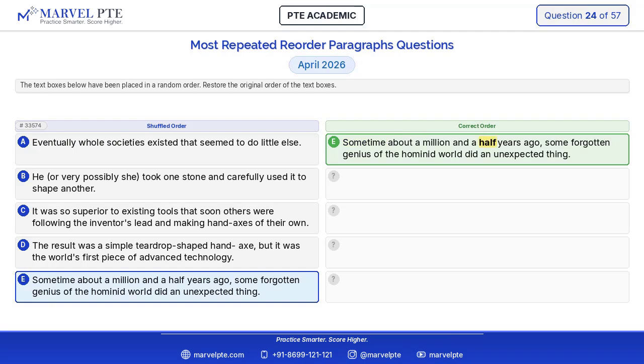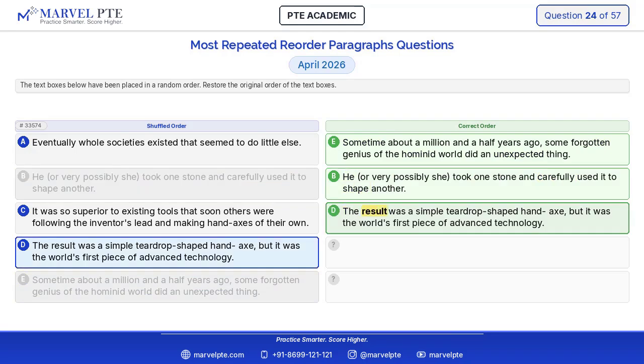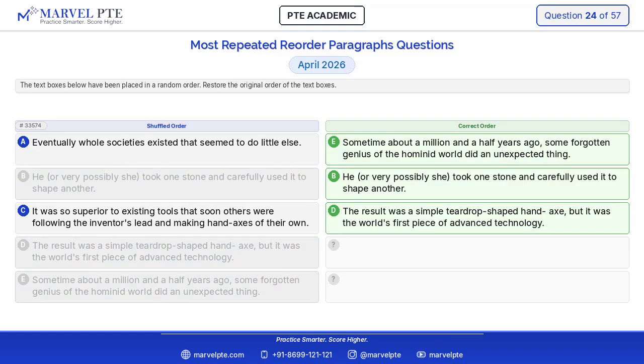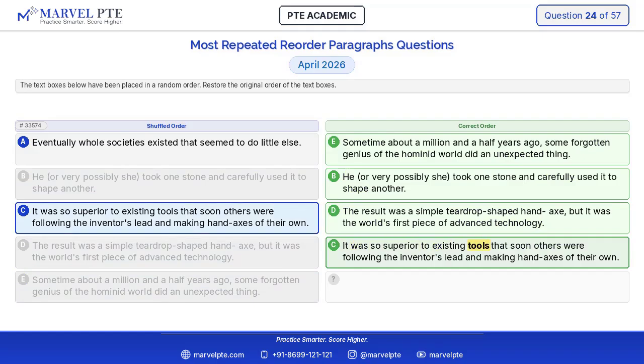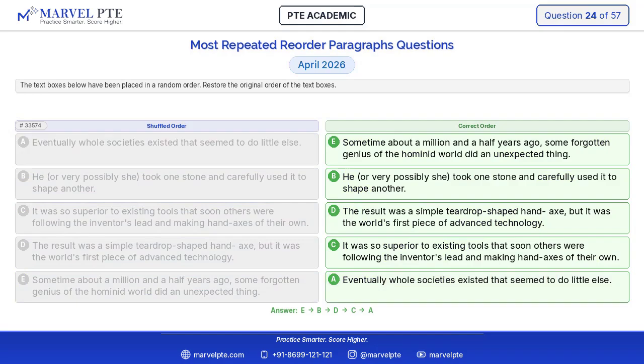Sometime about 1.5 million years ago, some forgotten genius of the hominid world did an unexpected thing. He, or very possibly she, took one stone and carefully used it to shape another. The result was a simple teardrop-shaped hand axe, but it was the world's first piece of advanced technology. It was so superior to existing tools that soon others were following the inventor's lead and making hand axes of their own. Eventually, whole societies existed that seemed to do little else.